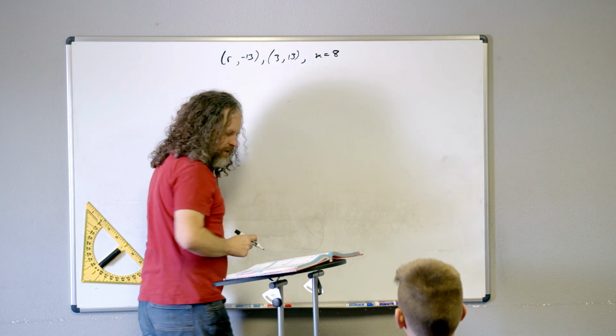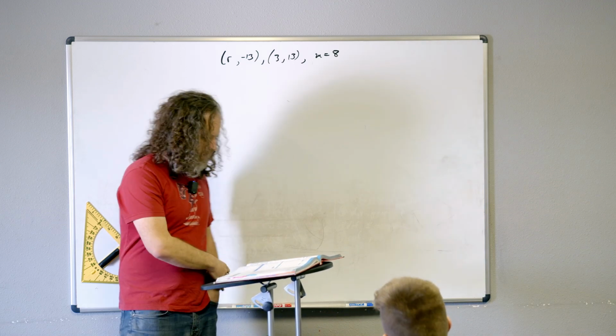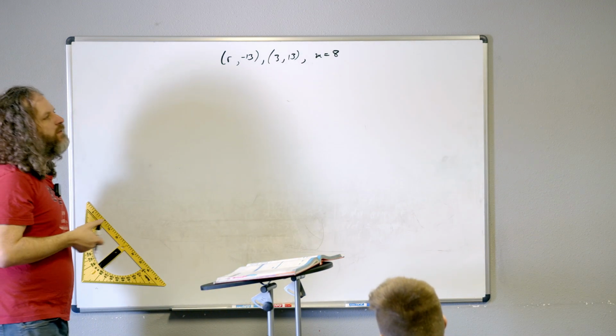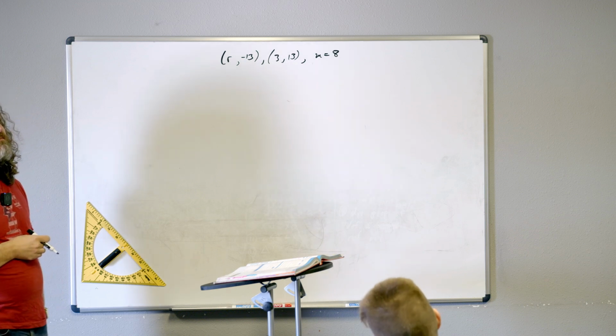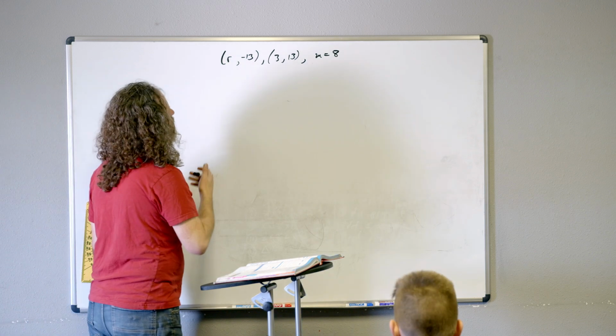So we are supposed to find the value of r so that the line passes through each pair of points and has the given slope. So what do we do? We could start by labeling them so we don't get confused. That's a good idea. What are we going to label where?